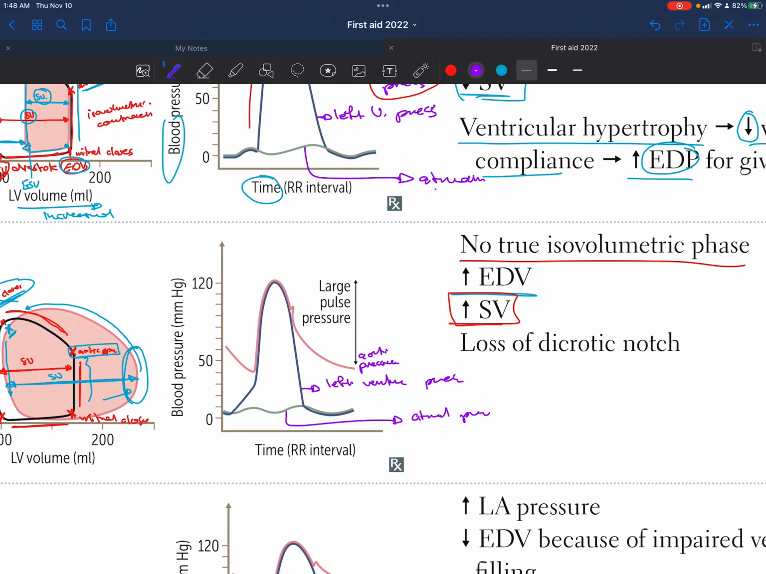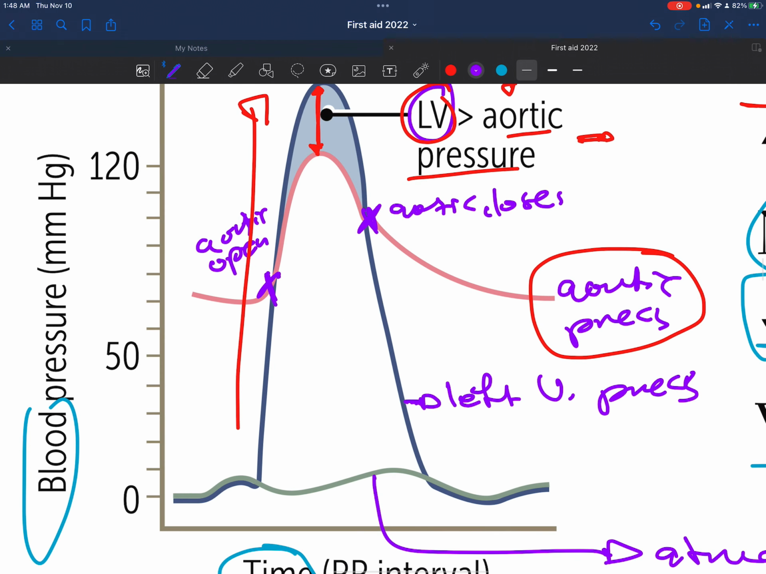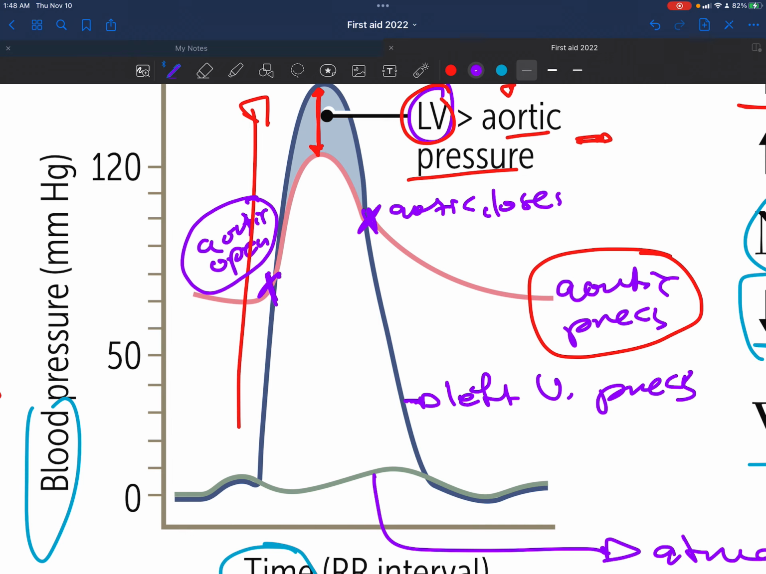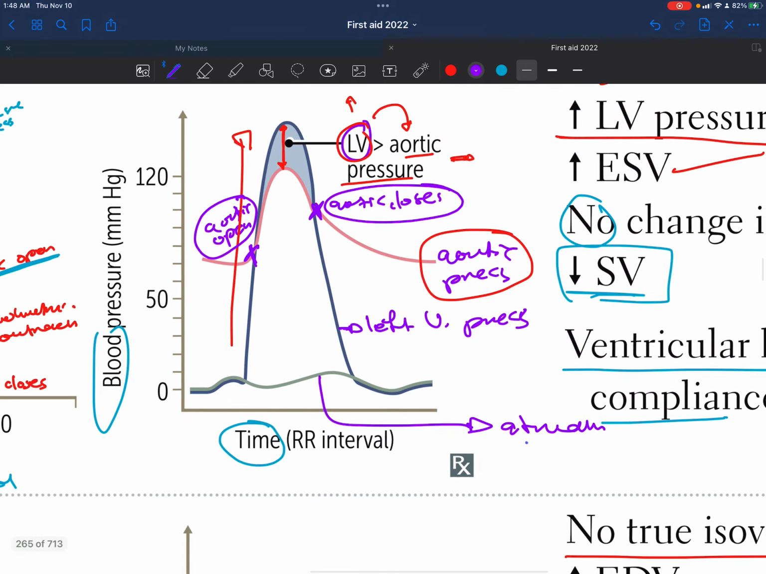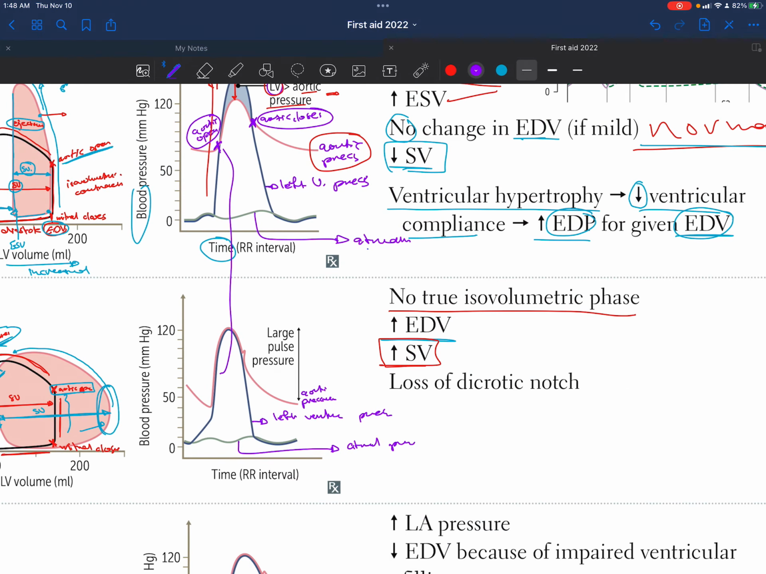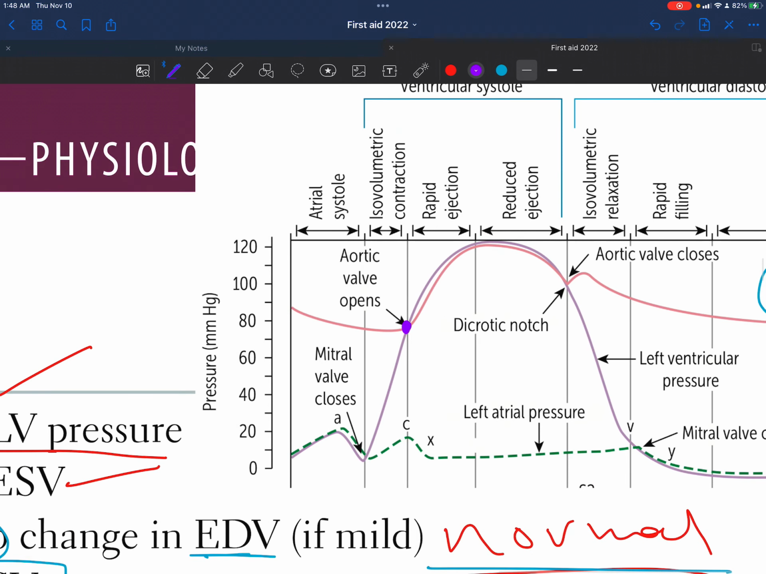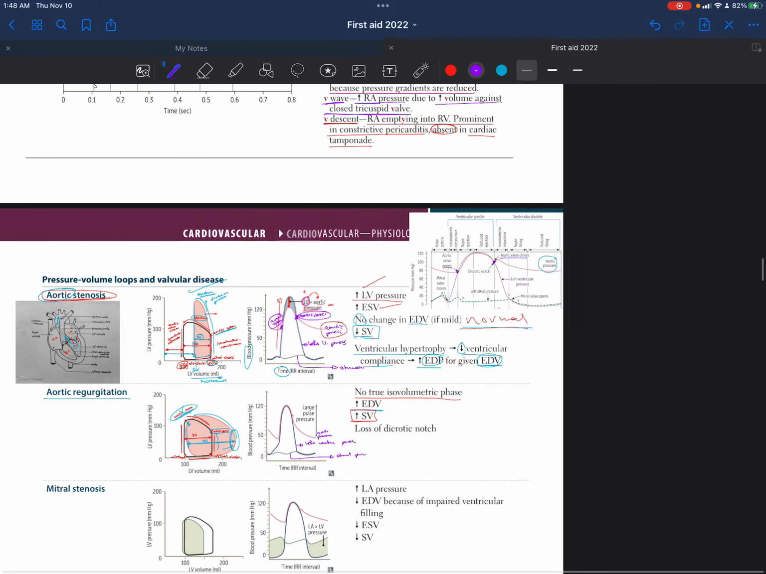Remember here that we are supposed to have an aortic opening in normal conditions, and aortic closing. So we don't have that over here. If you take a look at it and compare, there is no specific opening or closing of the aortic valve. That's why the curves look quite similar, not like the specific points that we have over here of the aortic valve opening and aortic valve closing. We don't have that anymore.